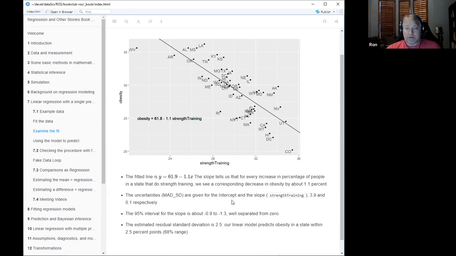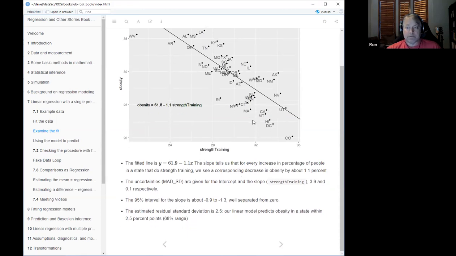Both on the intercept and the slope, we talked about that. The 95% interval for the slope, assuming a normal distribution, is minus 0.9 to 1.3, so it's well separated from zero. That's what we learned there too, so that is a significant effect. And as I said already, the residual standard deviation is 2.5. So when we predict something for this model, the prediction is only good to 2.5 percentage points standard deviation, right, 60% range. This is all stuff you know, but this is just a quick review, I guess.